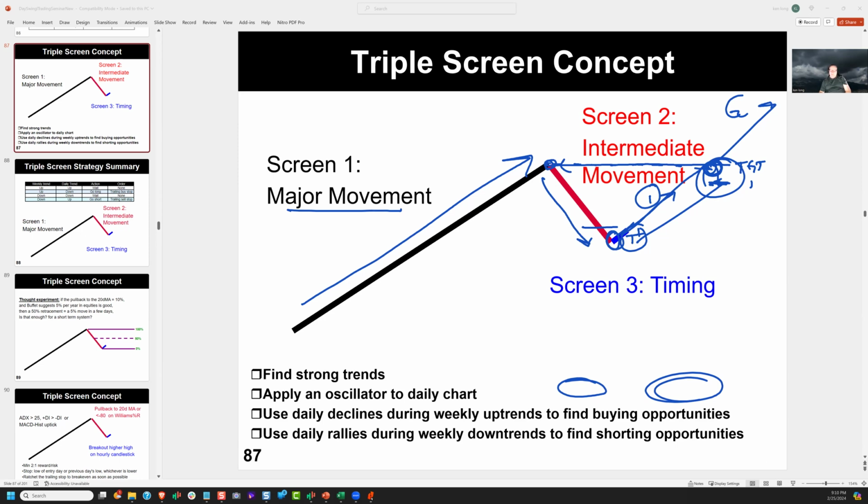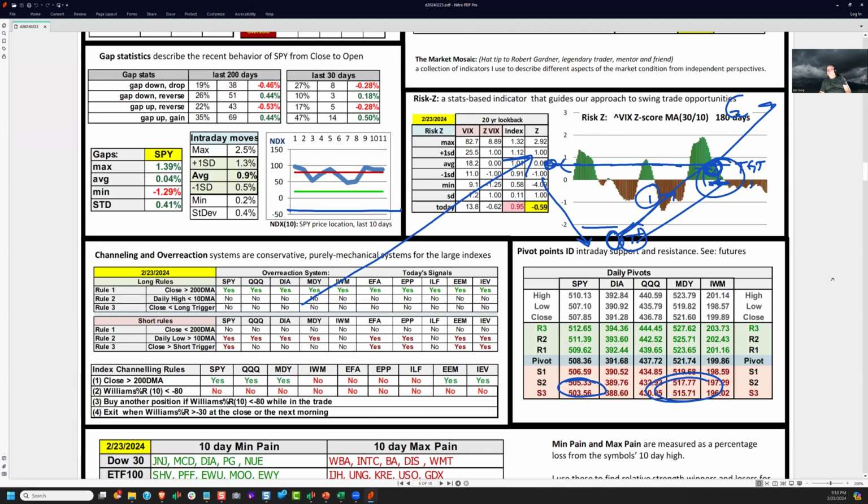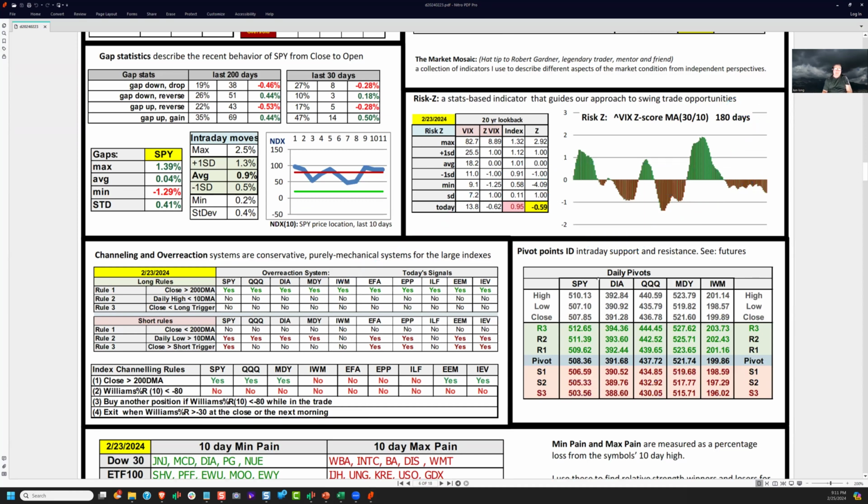Now, let me go back to the daily report. What I'll show you is that the channeling and the overreaction systems are strictly only traded on those ETFs, because that's what we've backtested them on.